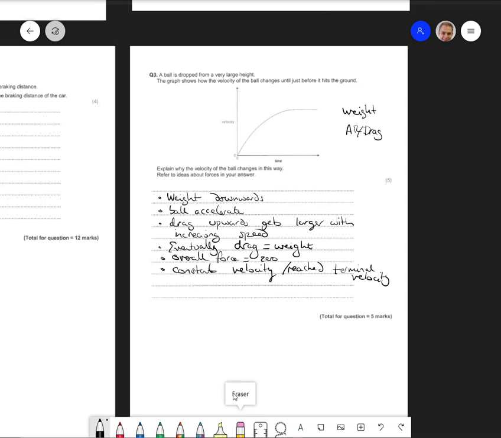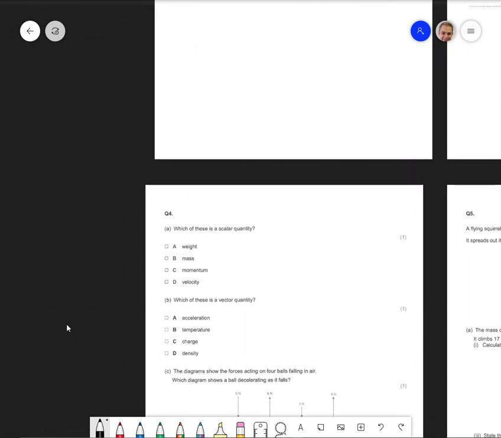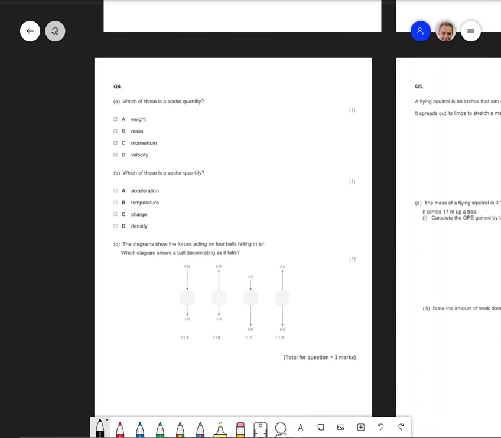Other things you can say that are equivalent, anything you want to say that's equivalent to that. We've got 7 points here. So we've got weight, acceleration. The drag upwards is 1 point, and then gets larger with increasing speed or as it accelerates. That's actually 2 points in that one. So eventually drag equals weight, so overall force is 0. So you have a constant velocity or 0 acceleration, or you've reached terminal velocity, and that's the point of that one. Right. Excellent. Question 4.